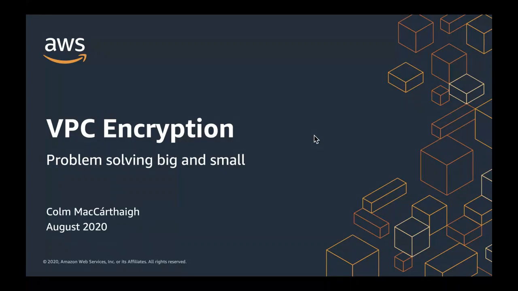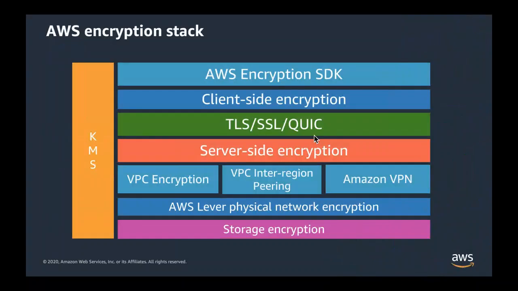But I'm going to talk about VPC encryption and some of the problems we saw for that, some of the big problems and some of the small problems, because I think they give a really good flavor of the kind of challenges we deal with. If you're not familiar with how we do encryption at Amazon Web Services, we've got a pretty thorough encryption stack.